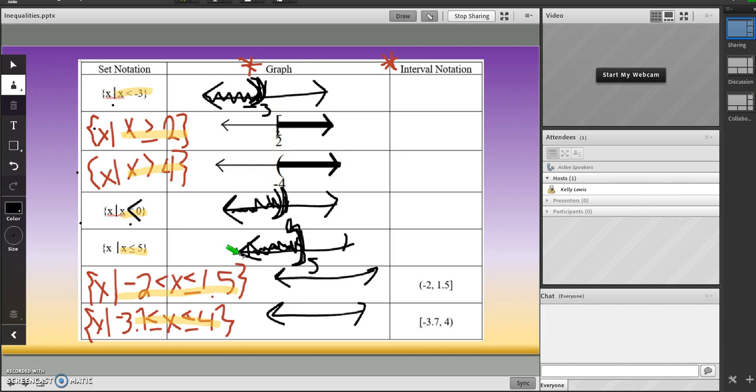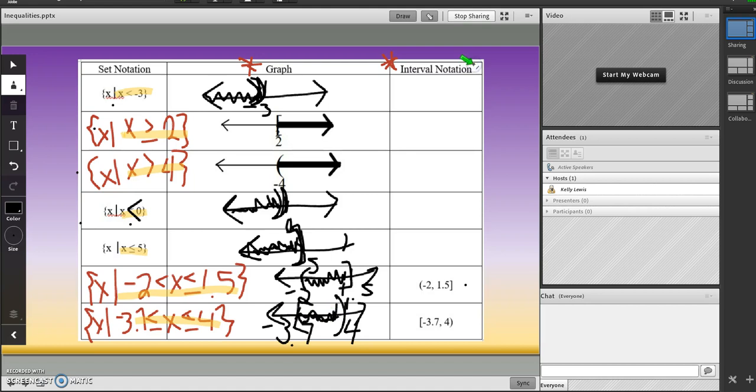And then this is in between two numbers, -2 and 1.5. Look over here, it has a parentheses, and then the 1.5 has a bracket, and it's shaded between. And then we have -3.7 and 4. It's got a bracket at the -3.7 and a parentheses at the 4, and it's shaded between. All right, I don't need fancy graphs.